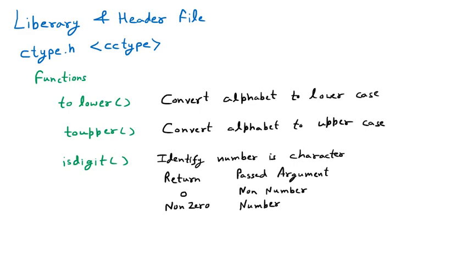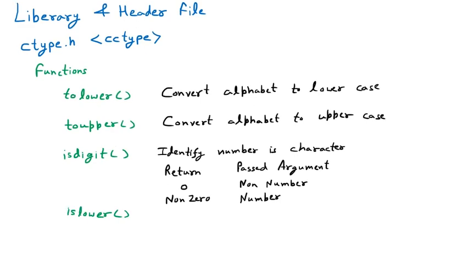The next function we have is islower. Islower is combined, there is no space between is and lower. So the islower function is going to identify a lowercase alphabet.